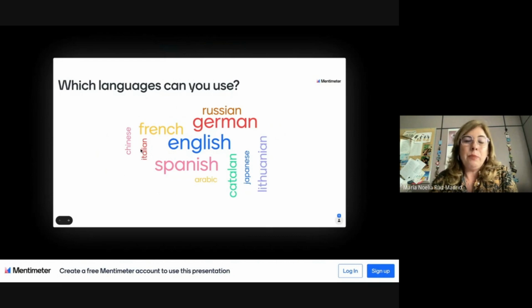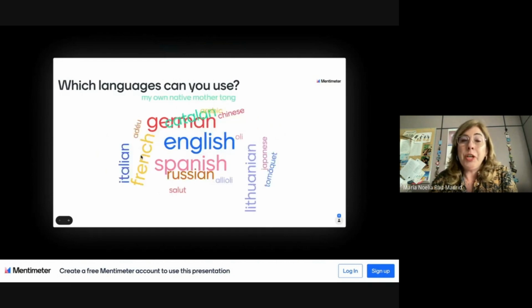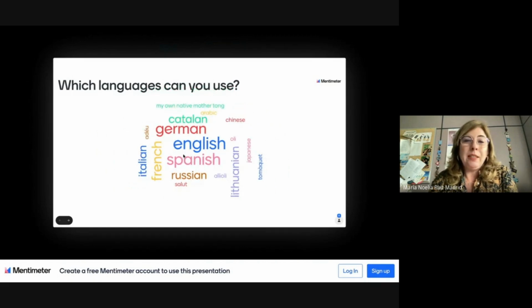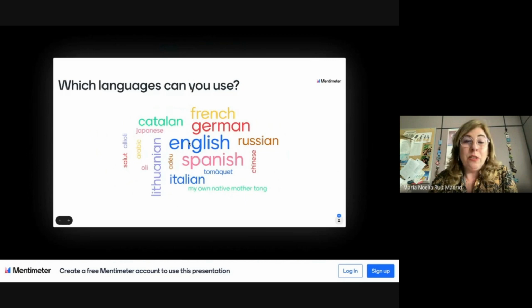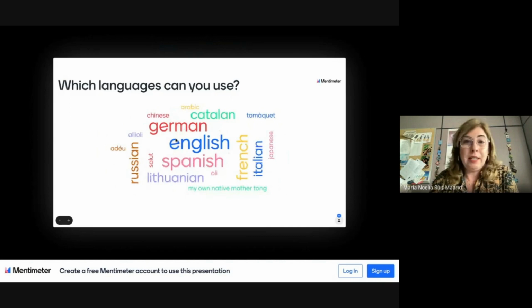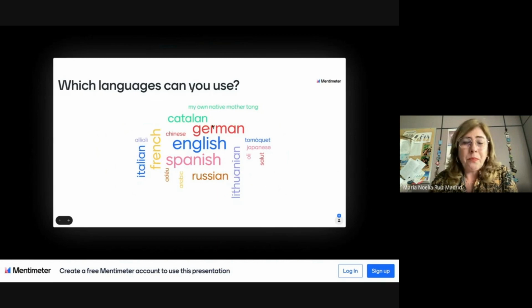Obviously English is bigger because it's the language that we all share and speak, more than Spanish. Well, there's a significant number of people from Spain and also Catalan, because our area is bilingual. Our official languages are Spanish and Catalan. So we are bilingual here in Comunitat Valenciana. Then we have German. We have just some presence of German.